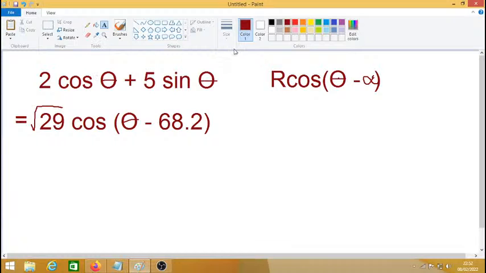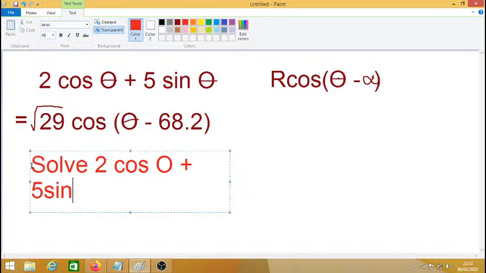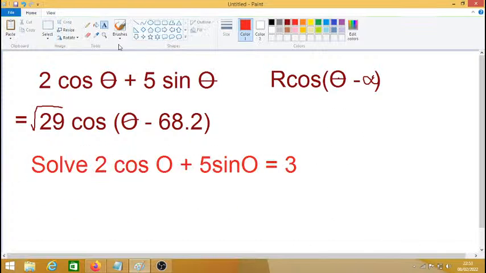So now in the next part today, what we want to do is to be able to solve the equation 2 cos theta plus 5 sine theta is equal to 3, for theta between 0 and 360. This would typically be a part B question, because you want to use your work in part A to be able to make this very, very easy.